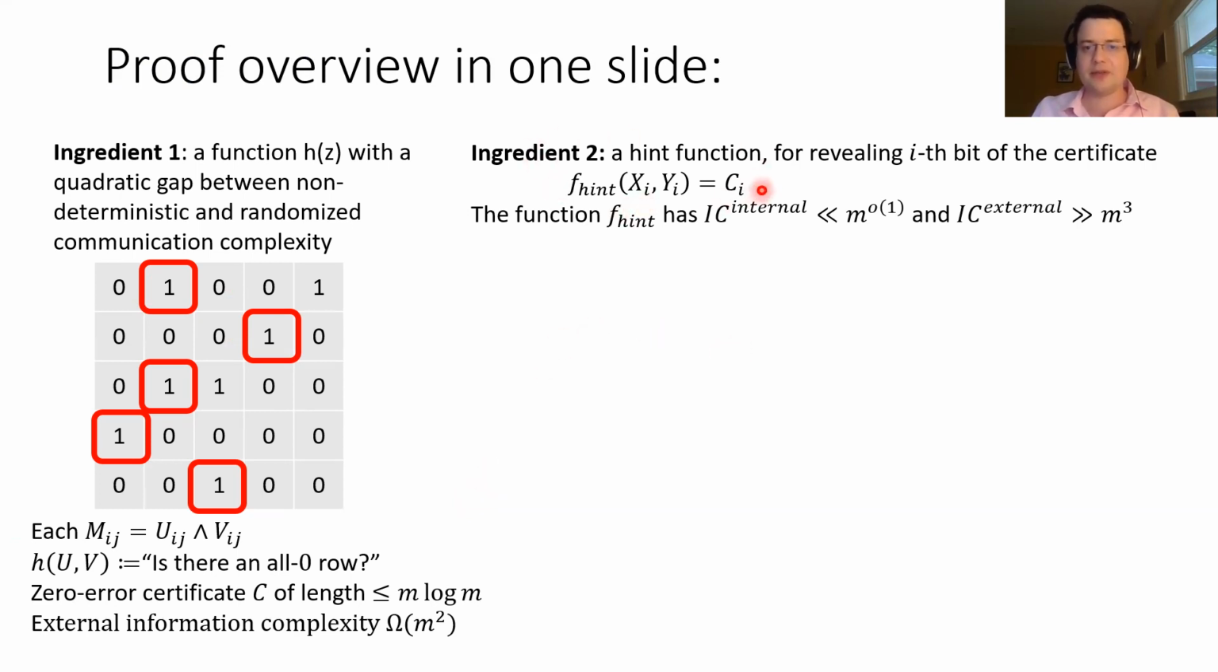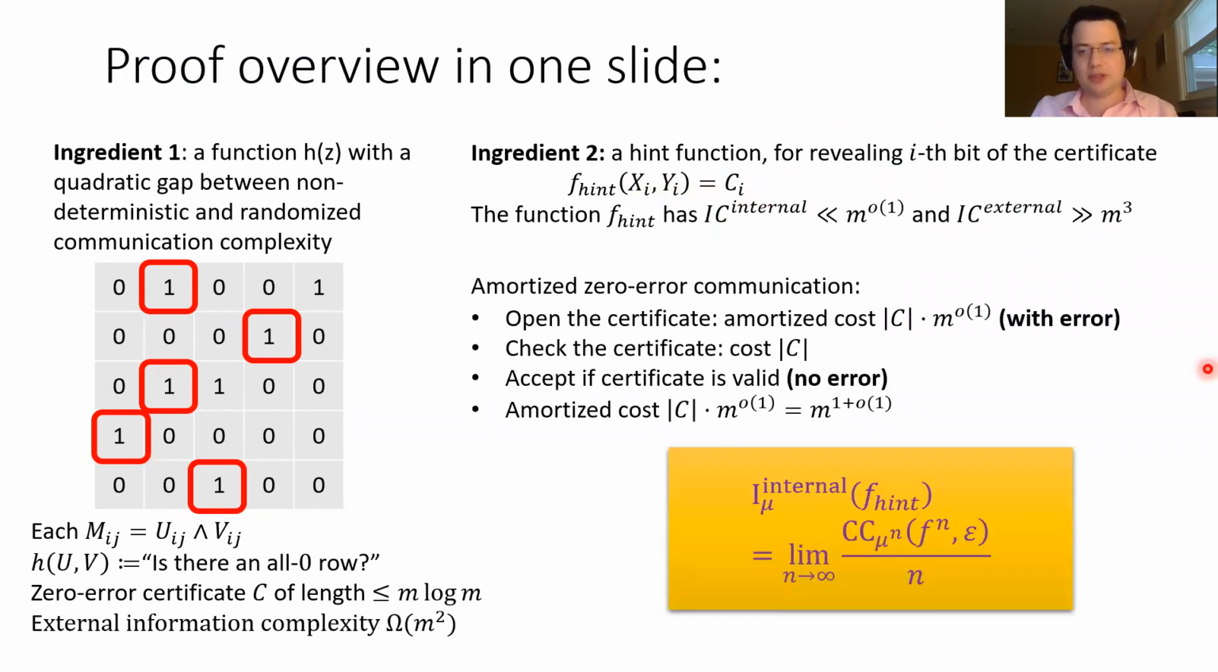So we start with a function we call f hint, which has a huge separation between internal and external information complexity. Its internal information complexity is subpolynomial in m, and its external information complexity is more than m cubed. We know that there is an exponential separation here, so there exists such a function. And we use this function to encode the hint to Alice and Bob. Okay, so we need to show two things: that the amortized zero error communication complexity is low and that the external information complexity is high.